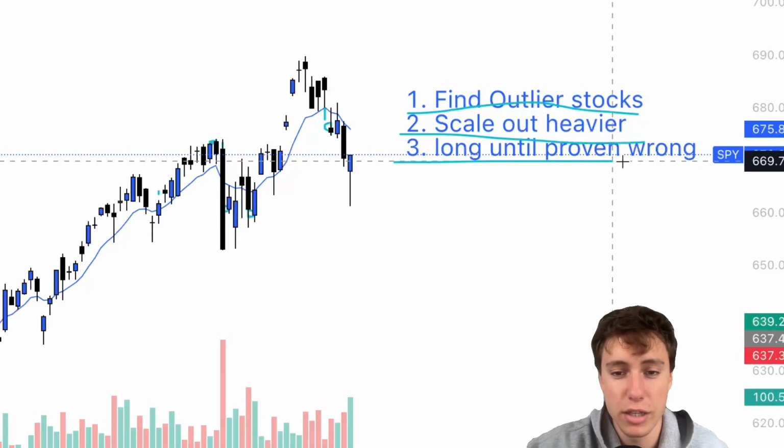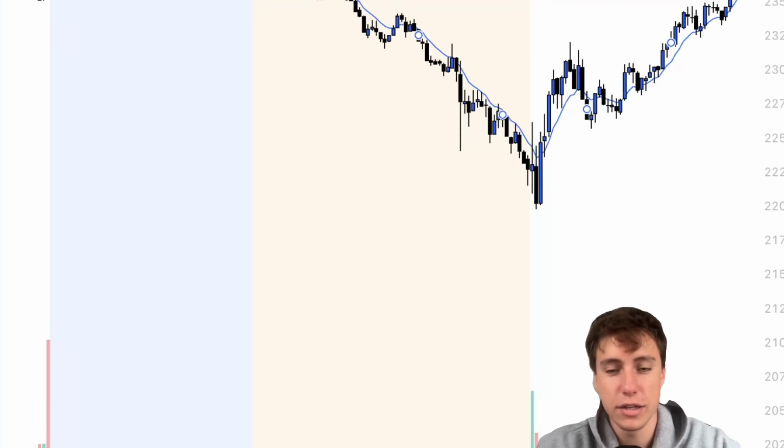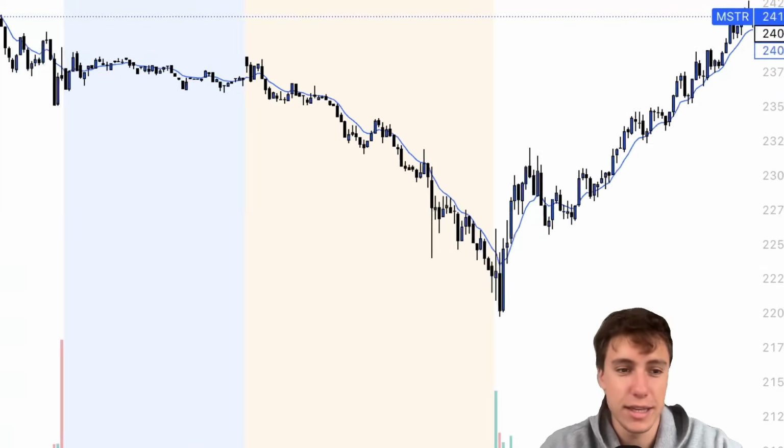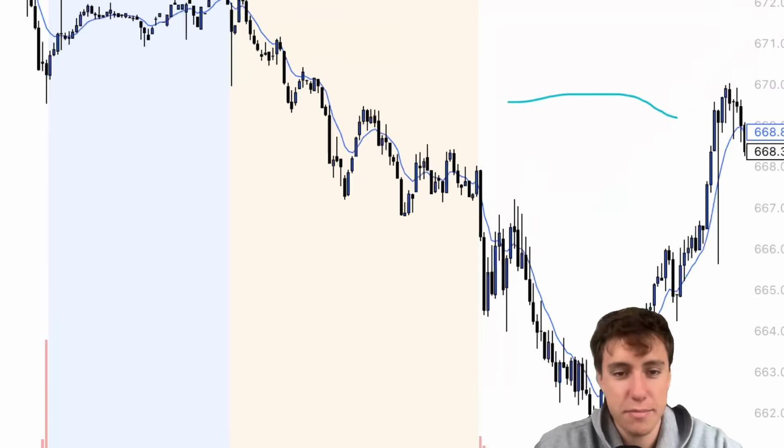And then long until proven wrong. All right, let's start with step 1. As you guys can see here, this is what we're going to be seeing: a lot of downtrends inside of pre-market. And at the same time, we got SPY making the same downtrend.